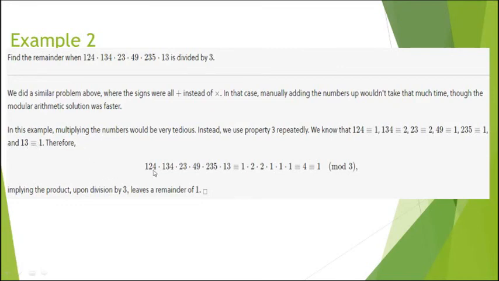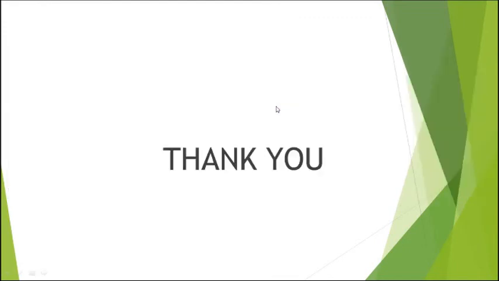Therefore, 124, 134, 23, 49, 235, 13 is congruent to 1, 2, 2, 1, 1, 1. If we're going to multiply the remainders, the result is 4, which is 4 minus 3, the remainder is 1 at mod 3. Implying the product upon division by 3 leaves a remainder of 1. So that's our answer. Thank you. That ends our week 13.